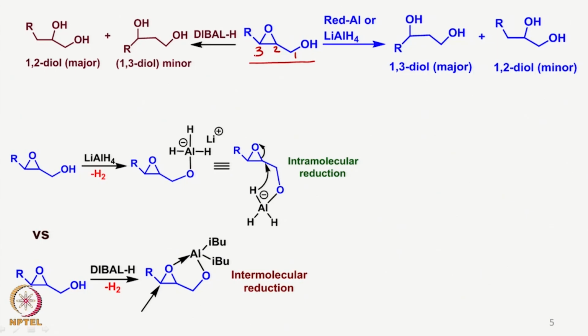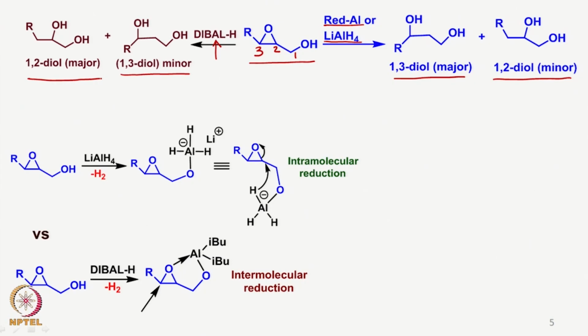What is found is that if one takes Redal or lithium aluminum hydride, both of them, as I said, are comparable in terms of reactivity. They lead to 1,3 diol as the major product and 1,2 diol as the minor product. On the other hand, if one uses diol for the same reduction, what is found is that the 1,3 diol is found in minor amount and 1,2 diol is formed in the major amount. Now how does this reaction occur? Why should there be a selectivity?